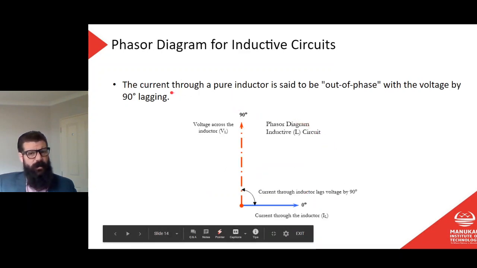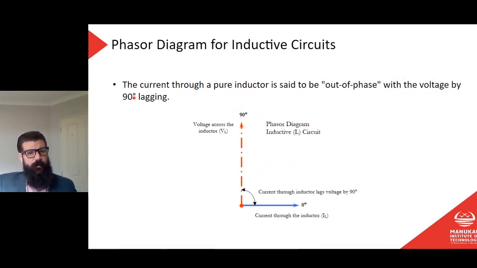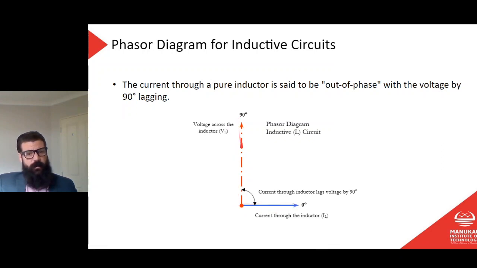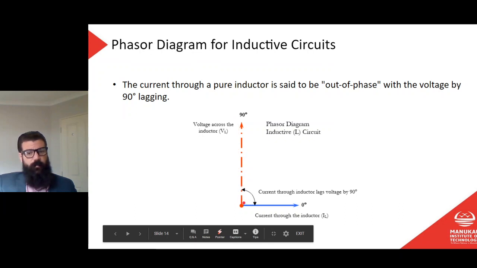In an inductive circuit, the current is out of phase with the voltage by 90 degrees lagging. So we would have our, this is our 0 degrees, so that's through the resistor. Well, that would be the voltage on the resistor. In this case, we're looking at the voltage on the inductor. It's going upwards, and then the current on the inductor is on the zero. So the current is lagging the voltage by 90 degrees. The voltage is 90 degrees ahead of the current.